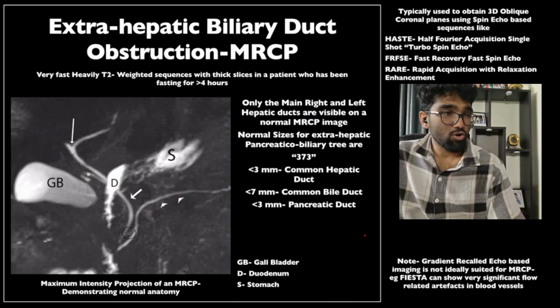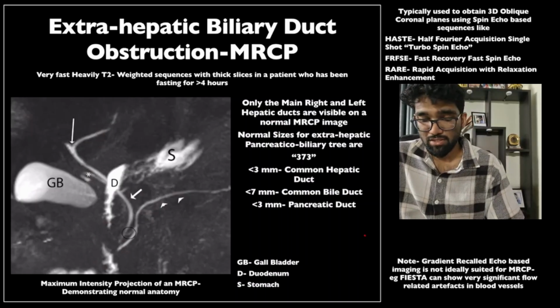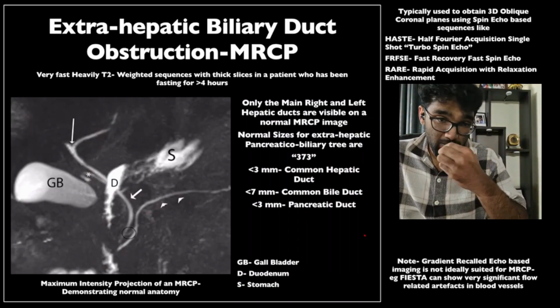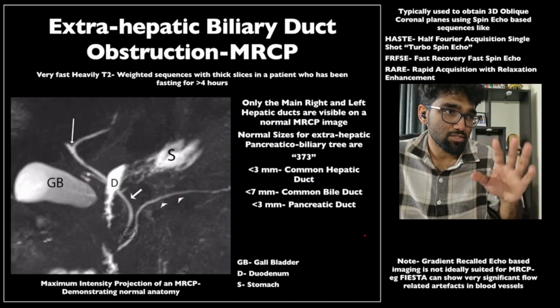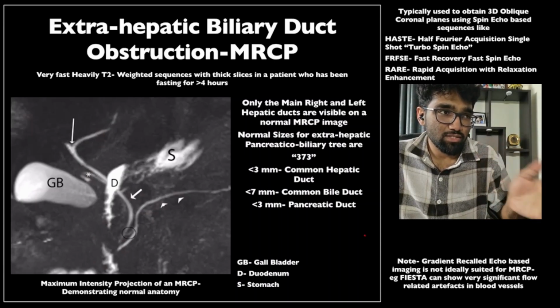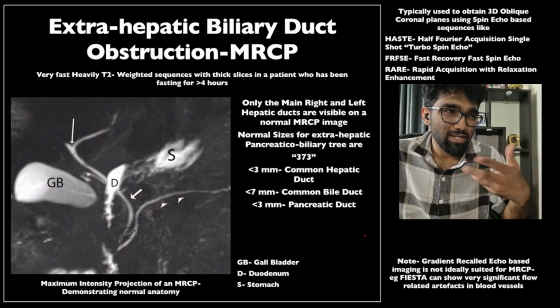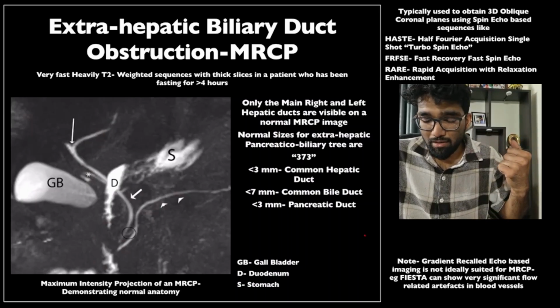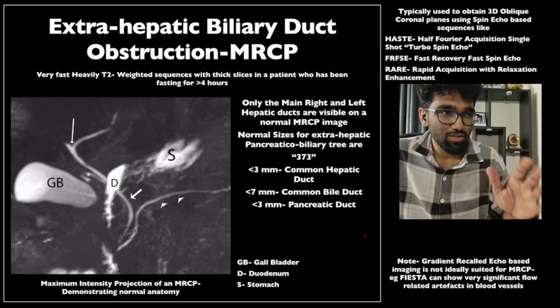But gradient recalled echo imaging is a group of imaging techniques that we use for image acquisition in MRI. Now, this is not ideally suited for taking MRCP because it is very susceptible to motion artifact, and flow related artifacts are going to create an issue. So there is a type of imaging called Fiesta, which is better done when the fluid around the structures that you're trying to visualize is moving very slowly, like the CSF. We don't usually use it here, so that's just a factoid for now, but it'll make sense later on.